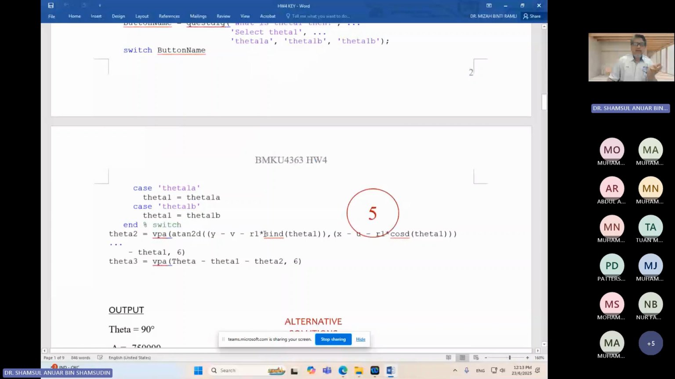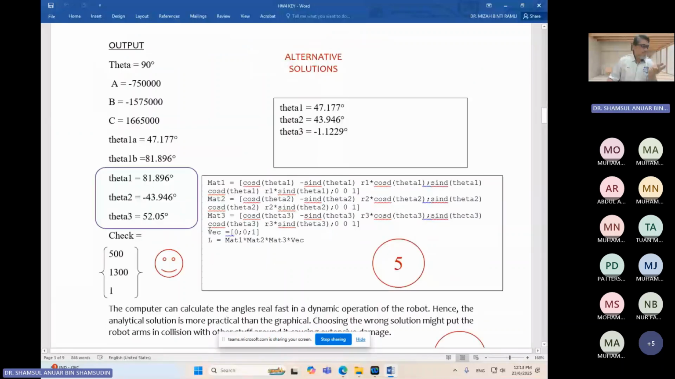The objective here is always to find theta 1, theta 2, and theta 3. And there are always 2 possible sets of answers. So either use this one or the second one will be this one. And always this one is the solution if you're using hand.